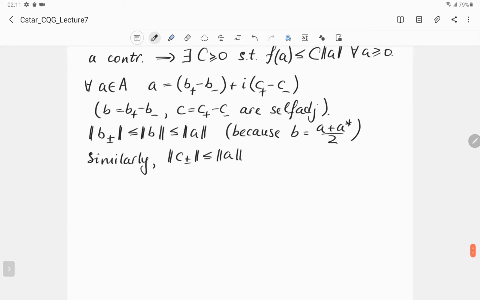So if we now apply F to a, we see that the absolute value of F of a is less than or equal to 4C times the norm of a. So we simply estimate each summand, F of b plus, F of b minus, and so on. So each of them is less than or equal to C times the norm of a. So as a result, we get this inequality. And that's it. So this inequality implies that F is bounded or equivalently continuous.